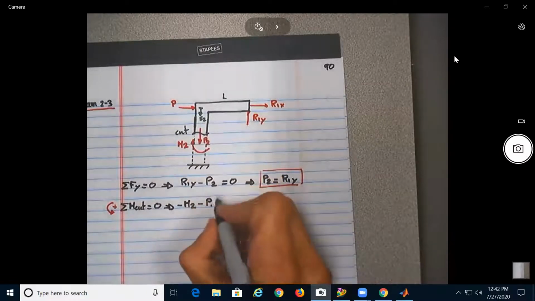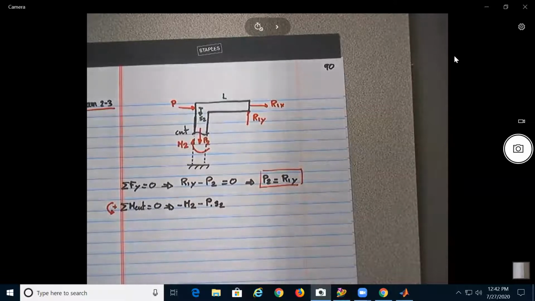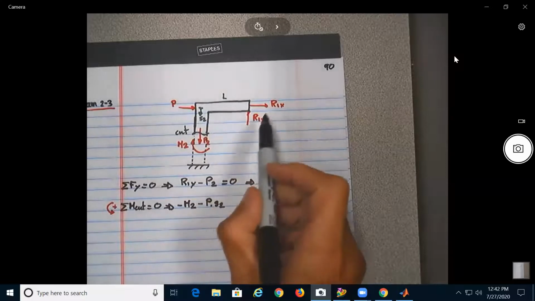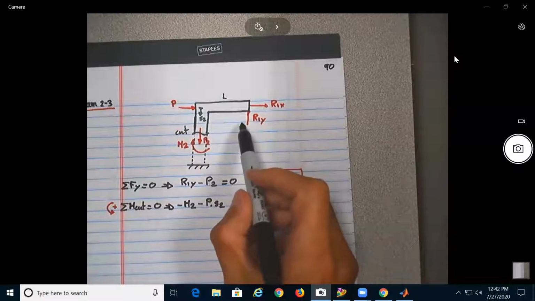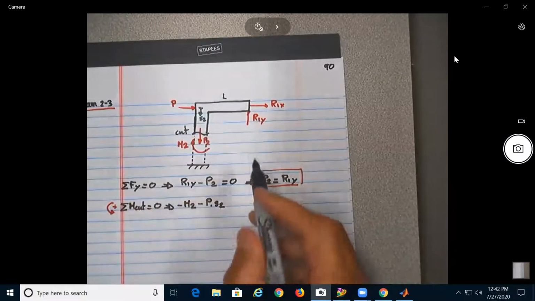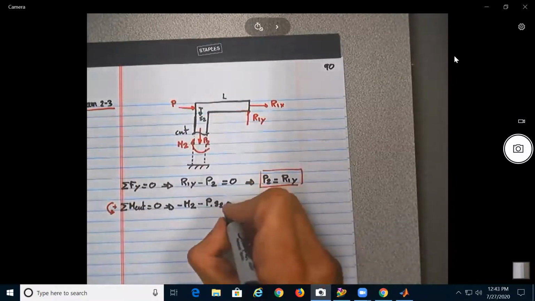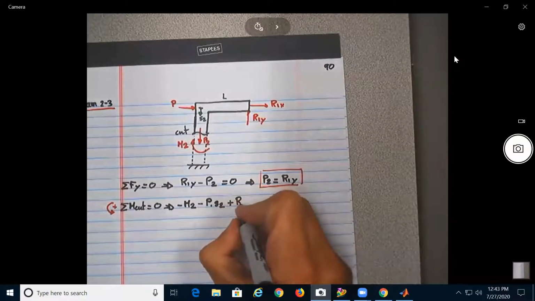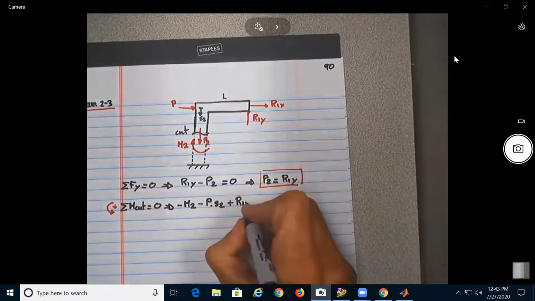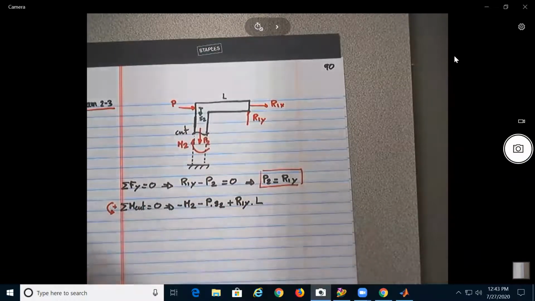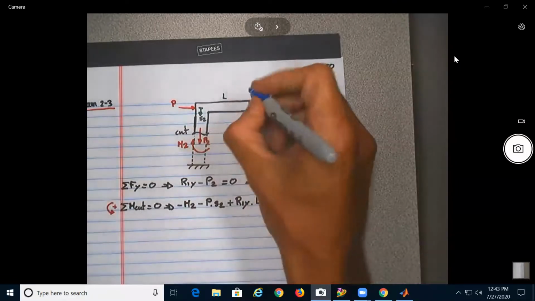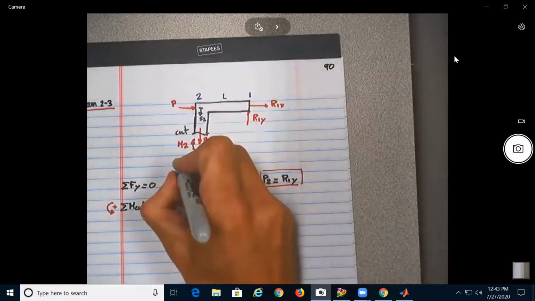What would be the arm? S sub 2. But here we need to be careful. What about the reactions over here? Is R1Y creating a moment? It is also creating a moment about the cut counterclockwise. So this one will now be positive, so plus R1Y, and the arm is the full length of the beam 1, 2, which is L. Remember here we had 0.1, 0.2, okay, this should be here 0.3.